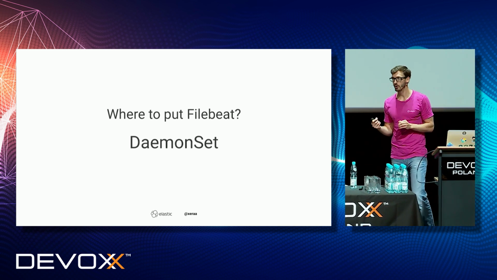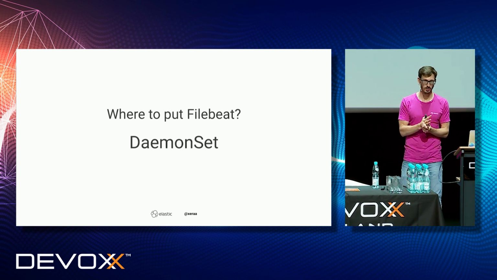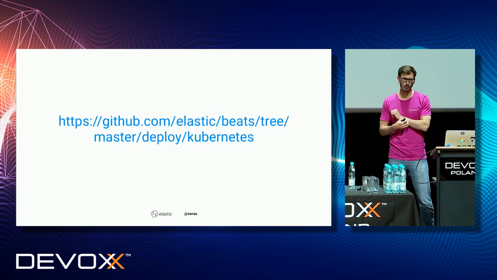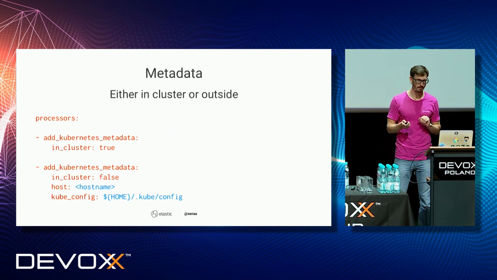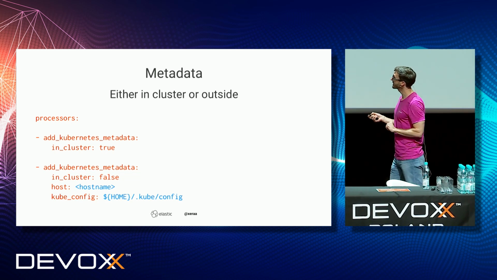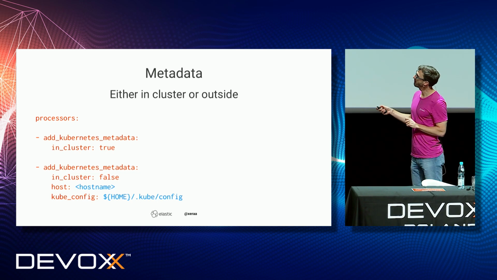Generally a daemon set. So you have exactly one instance running on every single node that you have, and that will collect your log files there. We have the configuration files for that in the Beat repository as well, so you can simply use that. You can get the metadata of Kubernetes, and it's either this block or this block. It's an XOR. So if FileBeat is running as part of the Kubernetes cluster, you can just say in cluster because it knows where the Kubernetes API is.